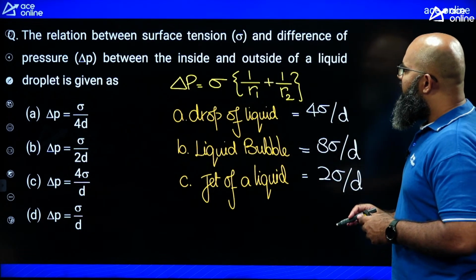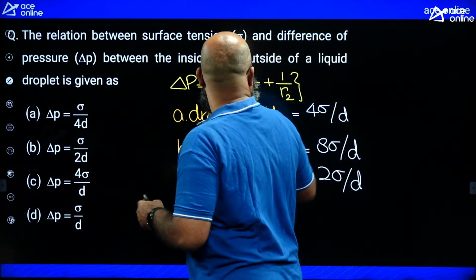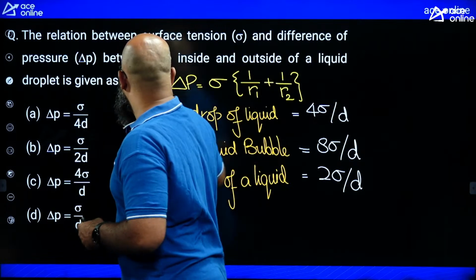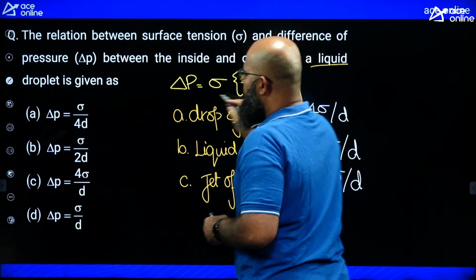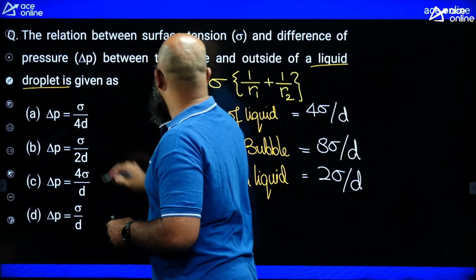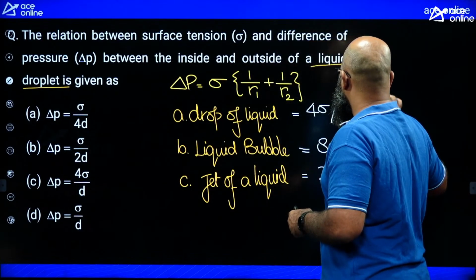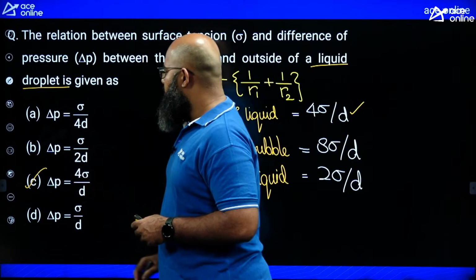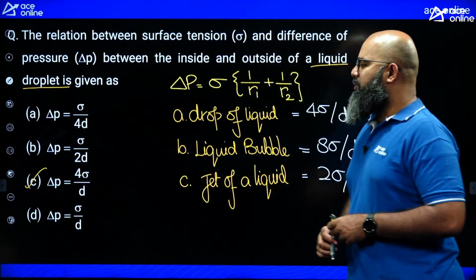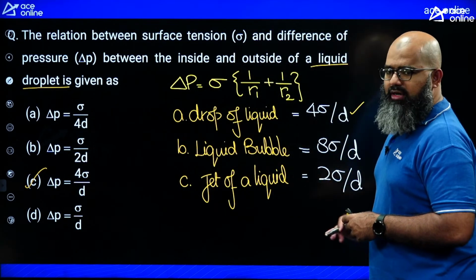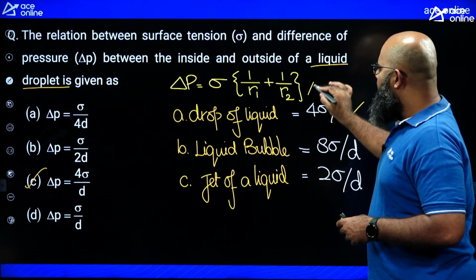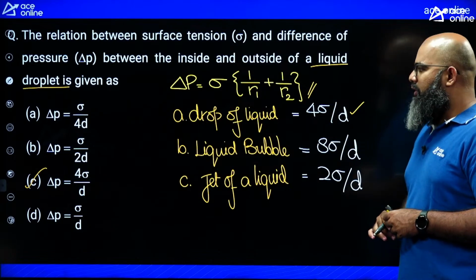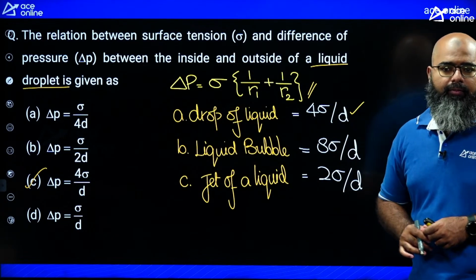Now if you see, he is asking in the case of a liquid droplet, it is equal to how much? It is equal to 4 sigma by d. So we can see over here option C would be correct. 4 sigma by d is given by option C. I hope this is clear to all of you. The standard formula actually is this particular formula we are having.